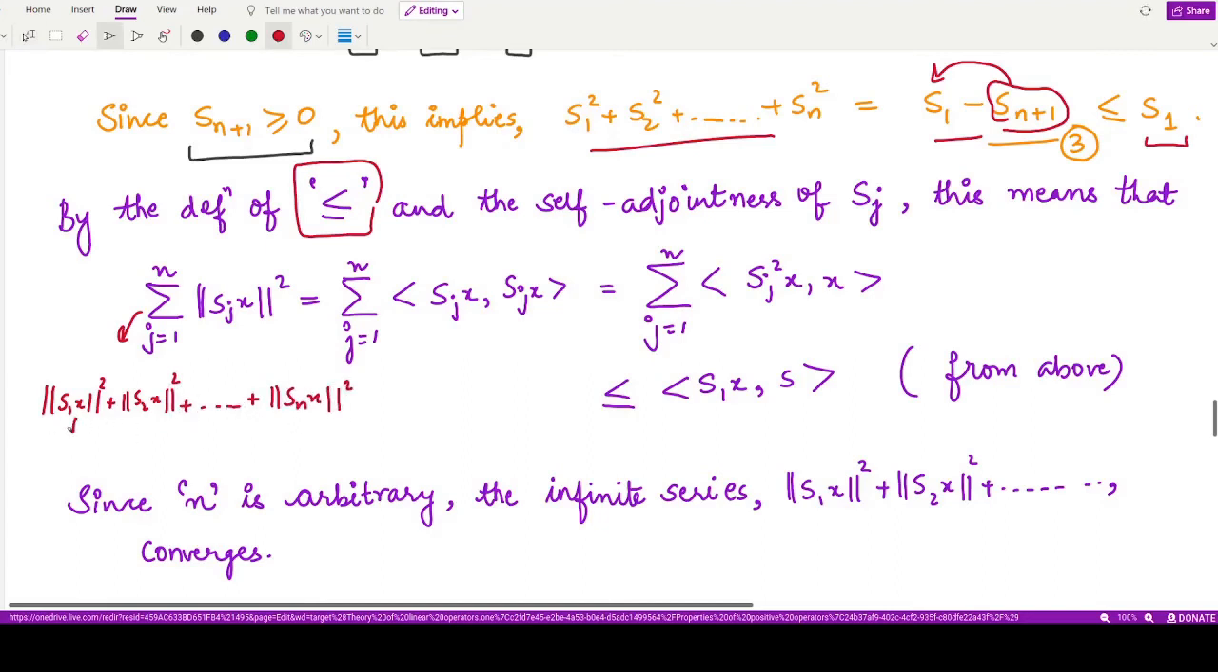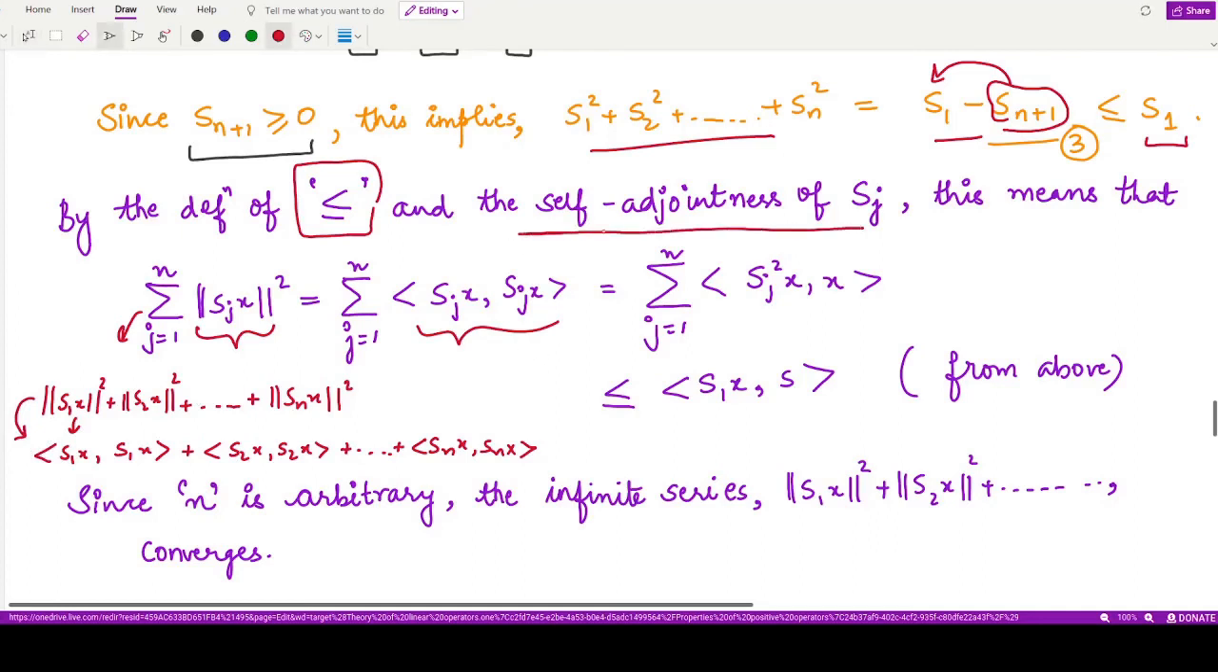Now obviously you can write each of these norm squares as the inner product of S1x with S1x plus the inner product of S2x with S2x, and so on like this, Snx with Snx. So that is what we are doing. Summation j varies from 1 to n. This norm term could be replaced with this inner product, using the properties of norm and inner product. And now because Sj is a self-adjoint operator, you can shift this Sj to this side, so that you would now have Sj square x with x in all the terms, right?